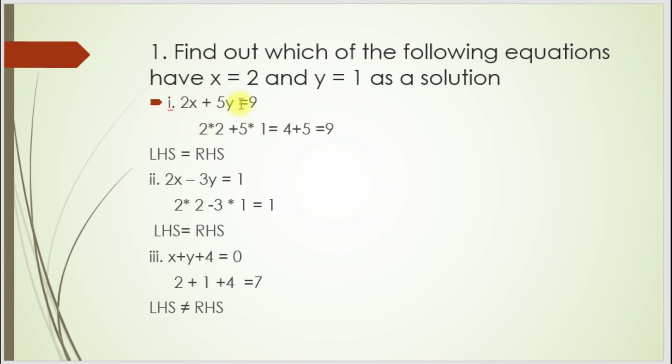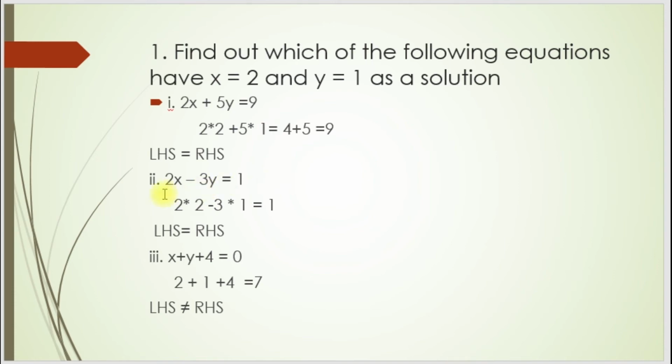First question, 2x plus 5y is equal to 9. You have to substitute 2 instead of x and 1 instead of y. That is 2 multiplied by 2 plus 5 into 1, which is 4 plus 5, equal to 9. This 9 and the RHS 9 are the same. So, you can state that x is equal to 2 and y is equal to 1 is a solution of this particular equation.